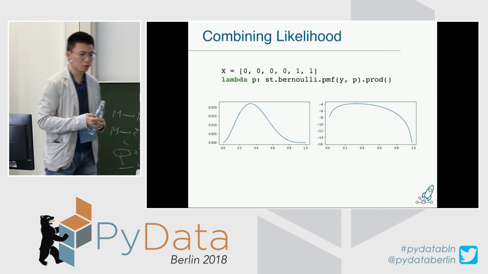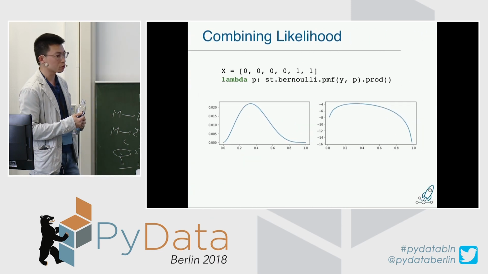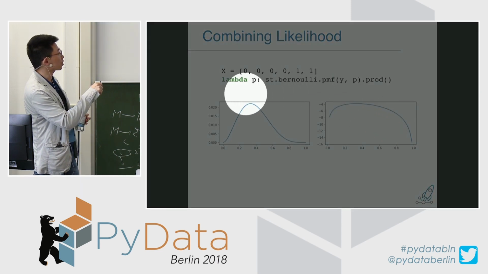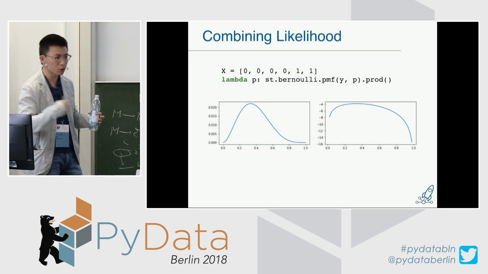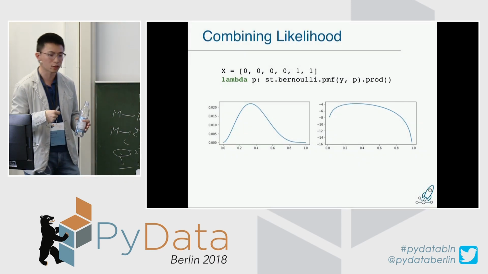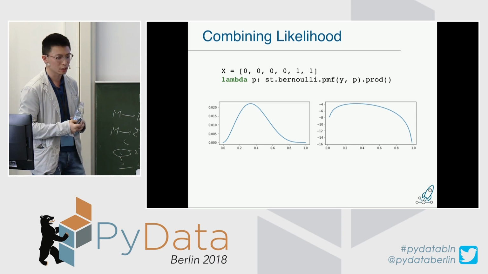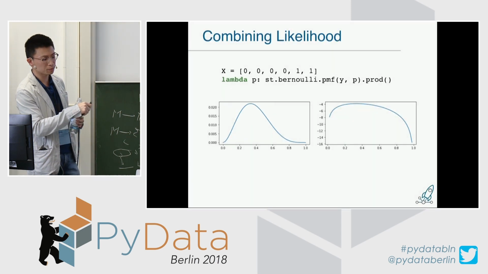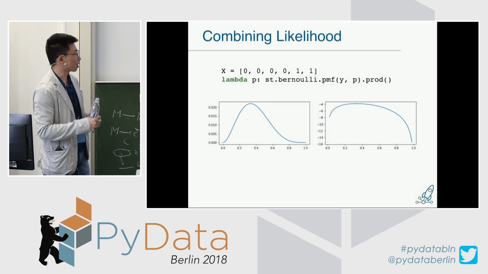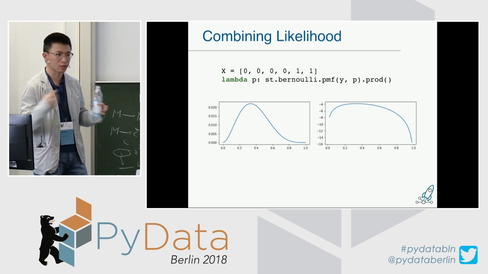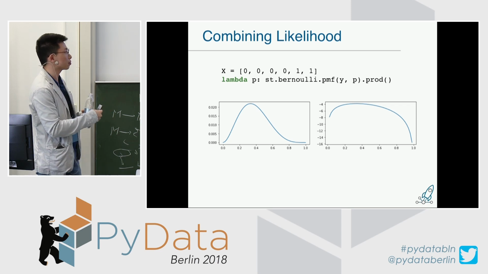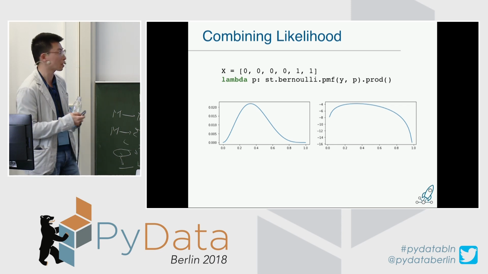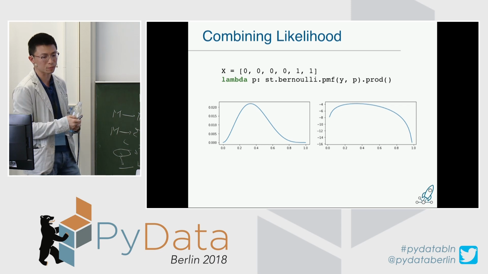And now, if we define the likelihood function of observing this sequence using lambda functions, and we evaluate it over the whole range of values of the binomial rate, we get these functions. On the left, we have the likelihood function of observing exactly this sequence, and on the right is the log likelihood function. So how do we get these functions? How do we get these shapes?